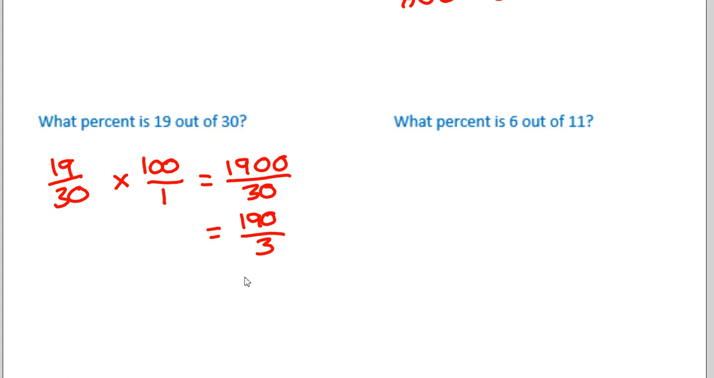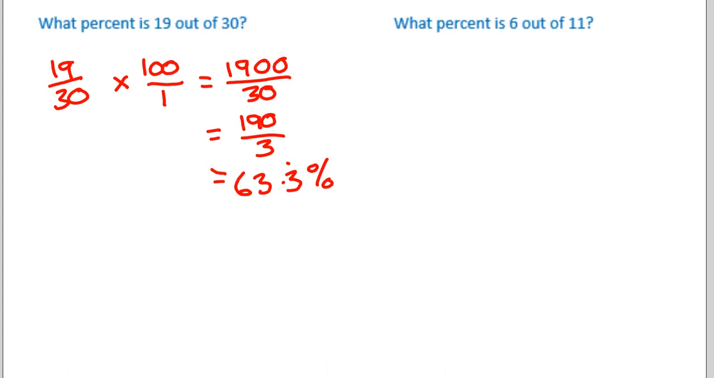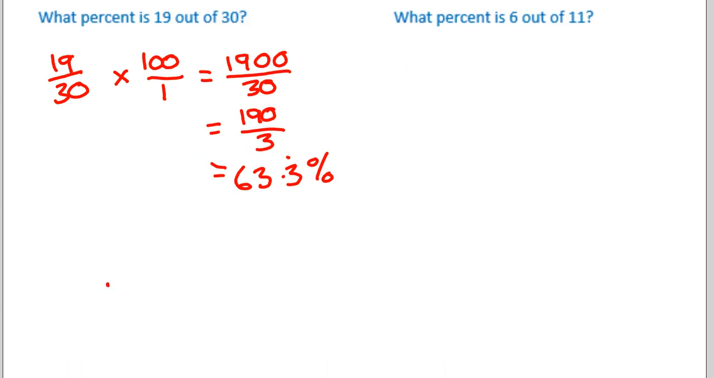You could also, if it was with calc, then just go divide by 3. 63.3 recurring percent. So in your calculator, you could just do 19 over 30 times 100. We'd get 63.3 recurring percent. Let's double check that by doing it by hand if you want. I'll just show you because you might still be curious about how to do it by hand. 190 divided by 3.